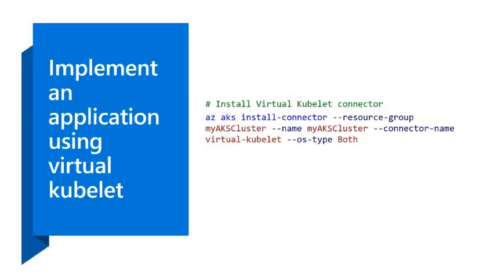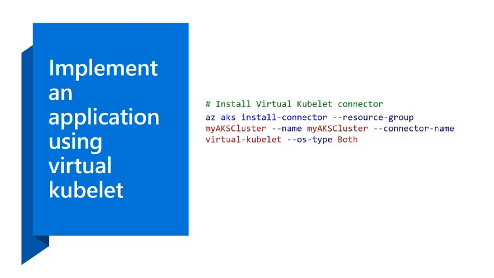Let's do it in reality. Implement an application using virtual kubelet. When using the virtual kubelet provider for container instances, both Linux and Windows containers can be scheduled on a container instance as if it is a standard Kubernetes node. This configuration allows you to take advantage of both the capabilities of Kubernetes and the management value and cost-effective benefits of container instances. To do that, install the virtual kubelet connector. So you install the connector first.